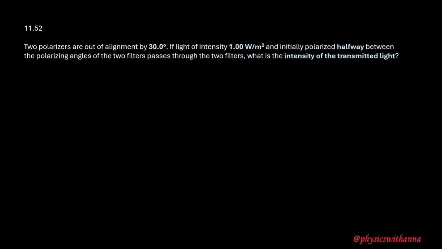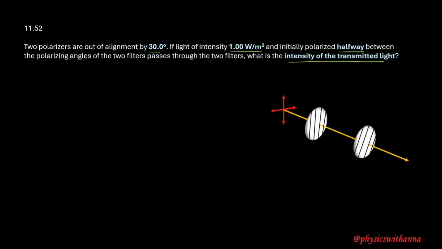Question 11.52. Two polarizers are out of alignment by 30 degrees. If light of intensity 1 watt per meter squared and initially polarized halfway between the polarizing angles of the two filters passes through the two filters, what is the intensity of transmitted light?